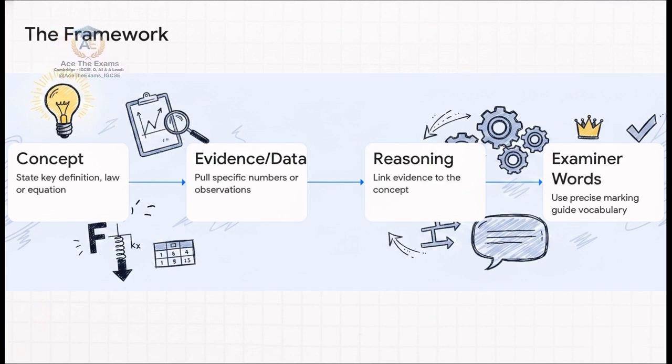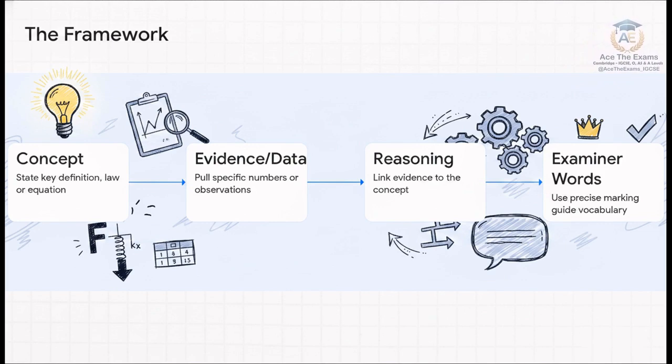Step 1 is concept. You have to clearly state the key definition, law, or equation, like F equals kx. Step 2 is evidence or data. Pull the specific numbers or observations given in the question. Step 3 is scientific reasoning, logically linking that evidence back to the concept. And step 4, which is an absolute game changer, is examiner wording, using the precise, specific vocabulary printed in the official marking guide.